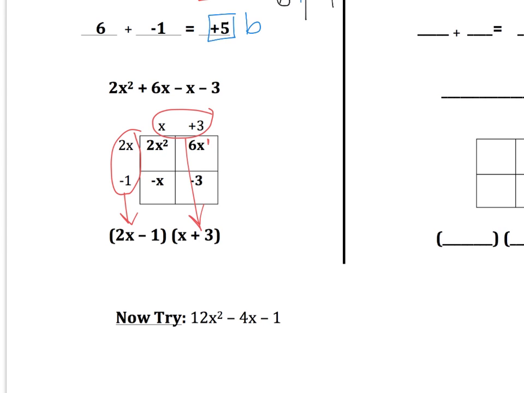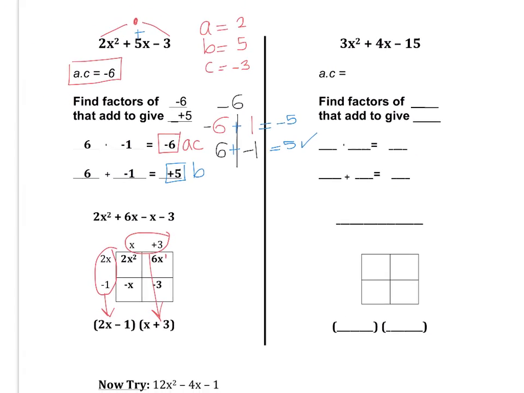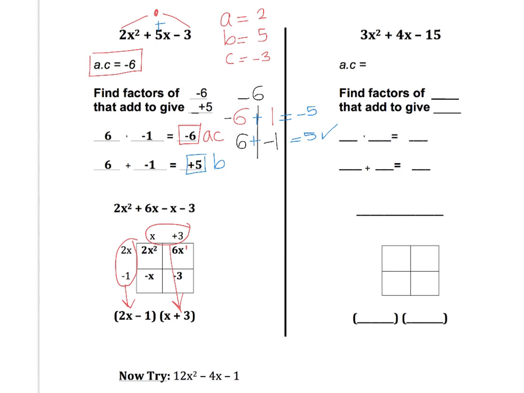Now I would like you to pause the video and try to use whatever we did over here on the left side. Try to use the same method to do the problem on the right side. Take 3 minutes to try to factor this using the box method, and then play the video again.